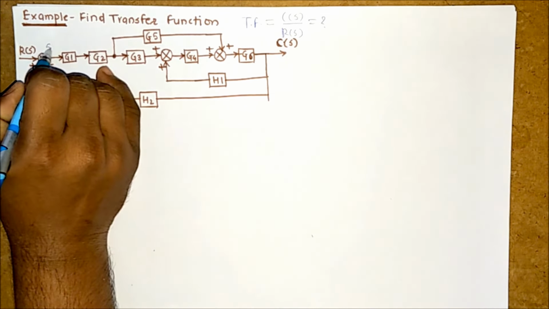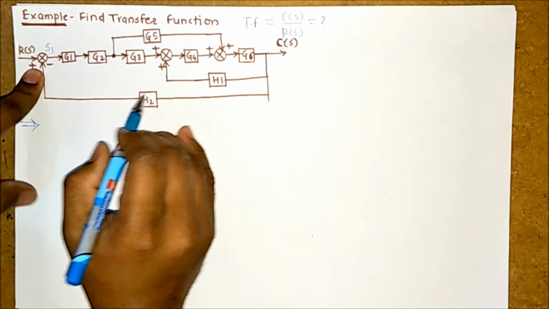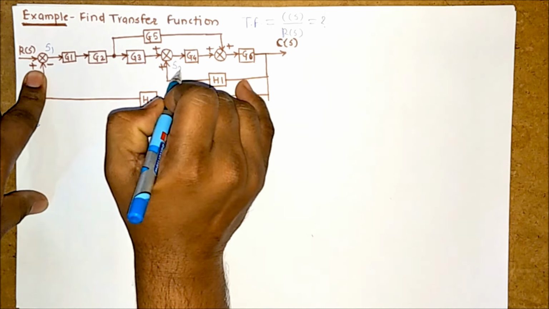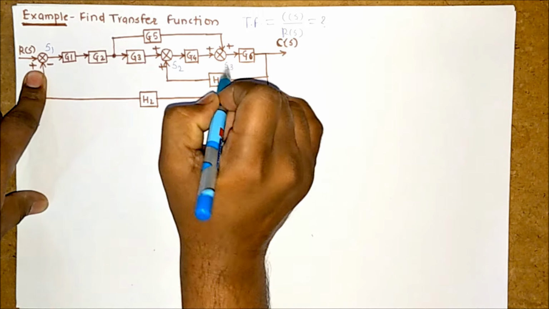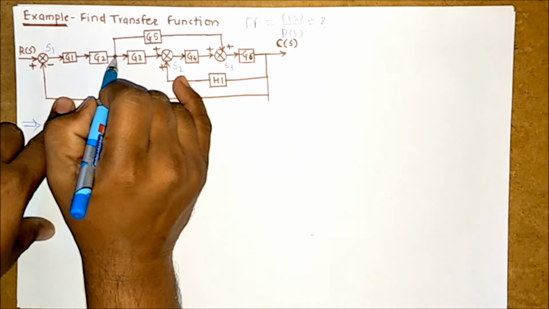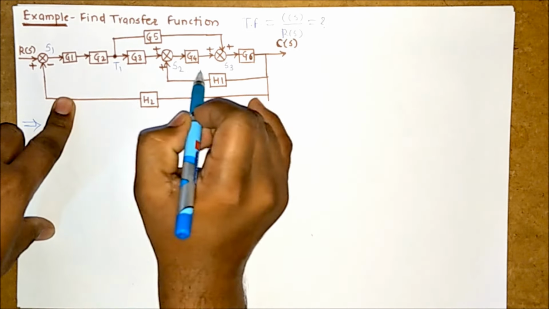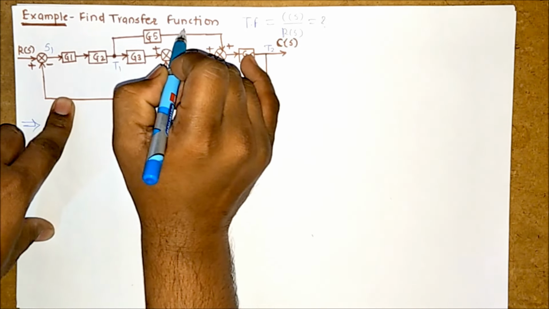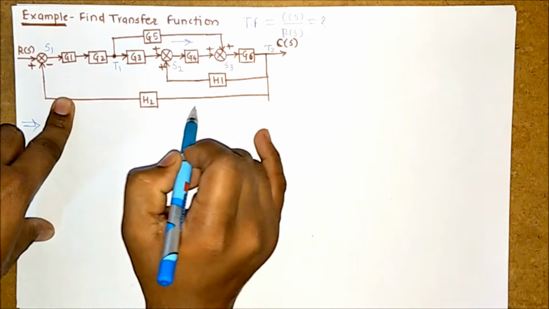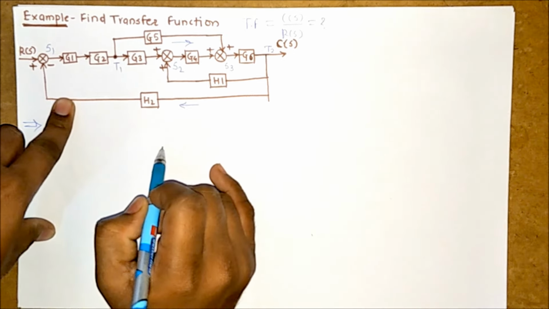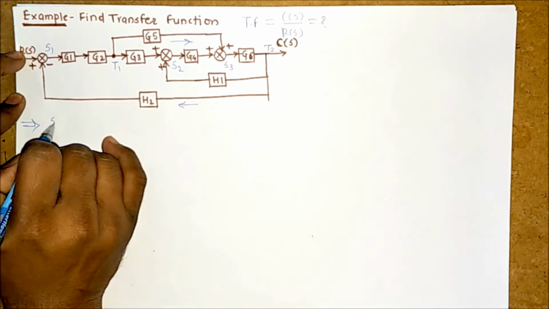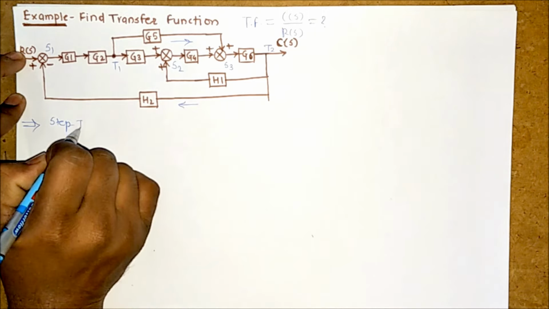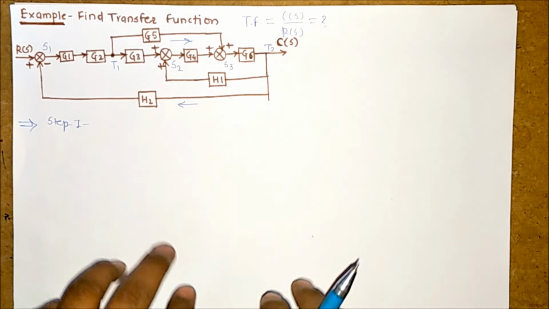Okay, so before starting the numerical, label the given block diagram. Say the first summing point is S1, the second summing point is S2, the third summing point is S3. This is the takeoff point T1, takeoff point T2. This is your forward path, this one is your feedback path. So step 1 for reduction of the block diagram.